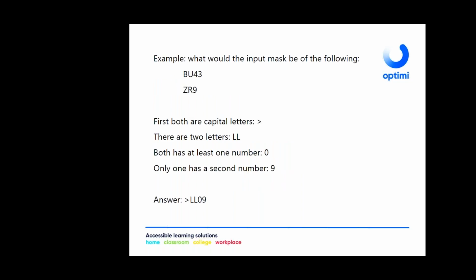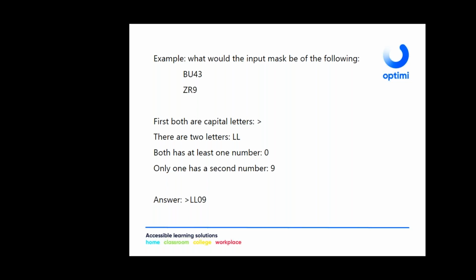So I've put an example down here. What would the input mask be of the following? They give us two codes. One is BU43 and the second one is ZR9. So what will be the input mask that will apply to both those codes?